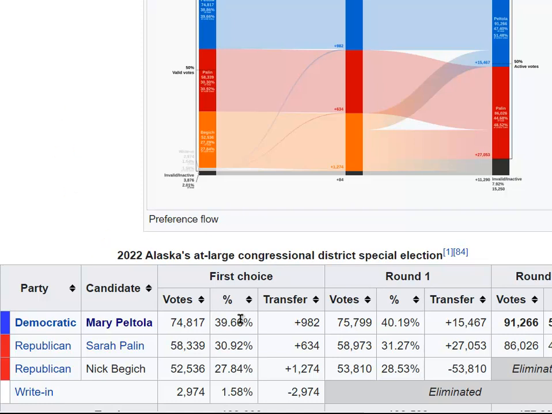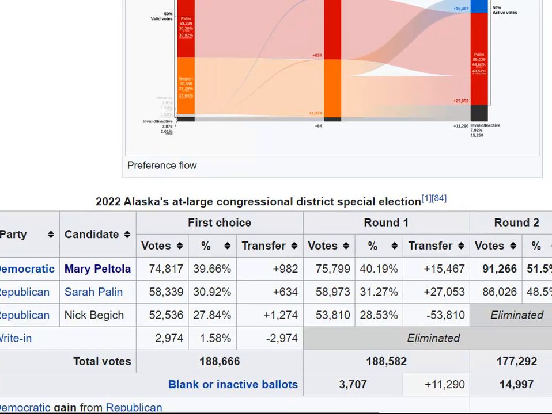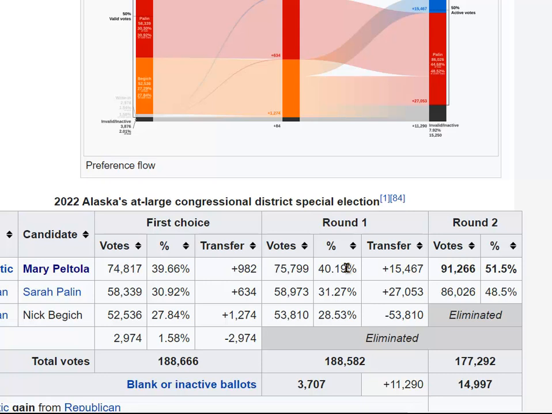All right, so here's that 39.66% for Mary Peltola, but it's not enough. So what happens now is first choice, and then in round one, the write-in, I guess, so different candidates was eliminated. Some of these votes became, I believe, invalid. I guess it says right here, blank or inactive ballots. So of the 2,974, they were now distributed. So here, these candidates then got this many more votes. Notice that Mary Peltola now got up to 40.19%. That's still not enough because, again, it's supposed to be an absolute majority, not just a plurality.